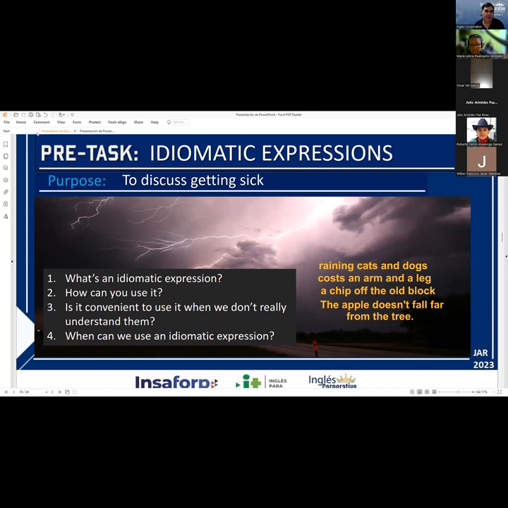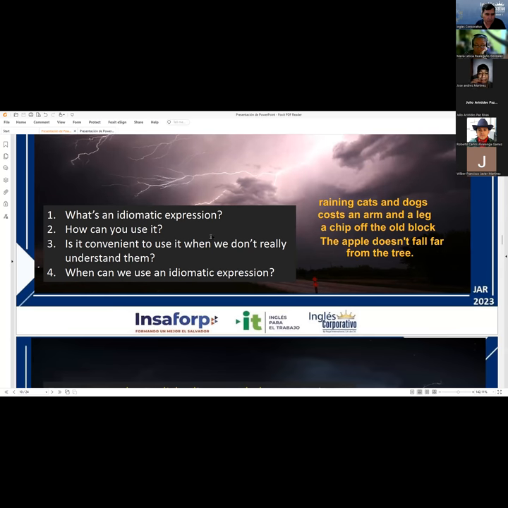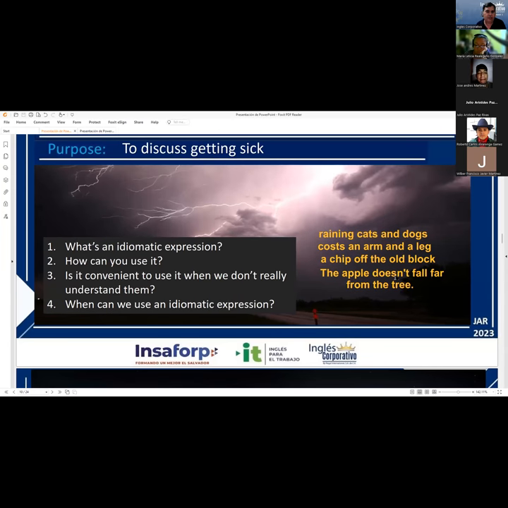Okay. Another expression is like plain as day. As plain as day. It was clear as day. Or it was as bright as day. Oh, yes, I understood. It was as clear as day. All right. So those are idiomatic expressions.